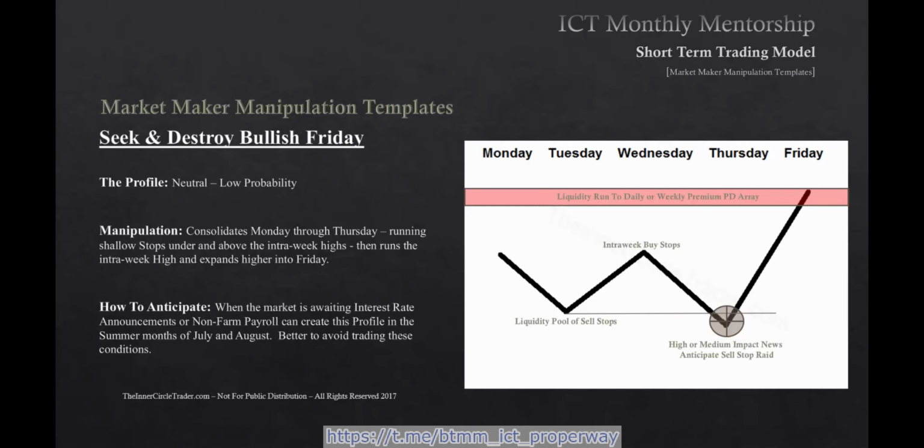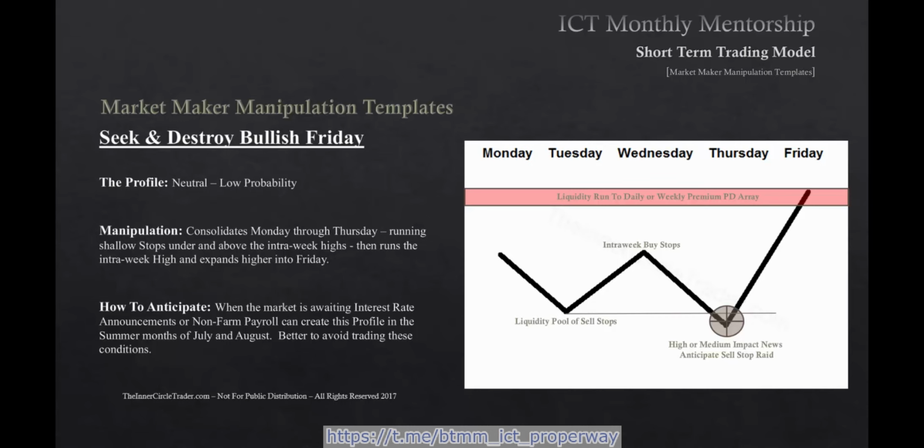Now, this market environment can occur when the market's bullish, but it also can occur when the market's bearish. If the market trades down below an old low or breaks out on a higher time frame, but fails to have any movement lower, we can get a Thursday high impact or medium impact news event or interest rate environment that sends us aggressively higher in this environment or this market profile.